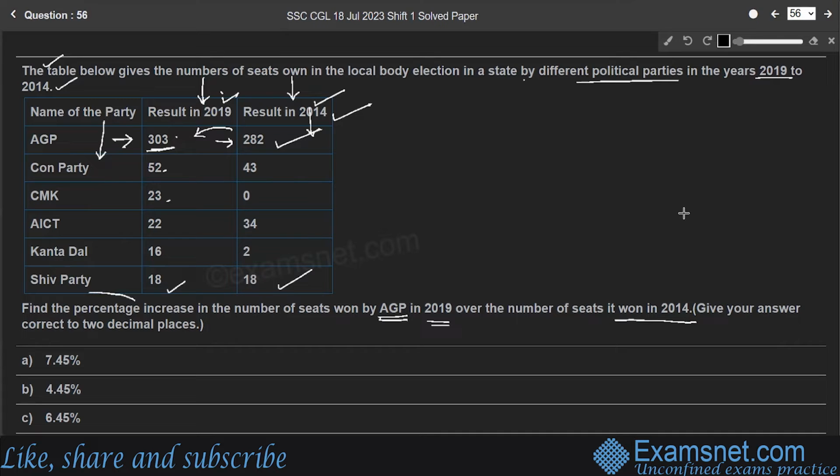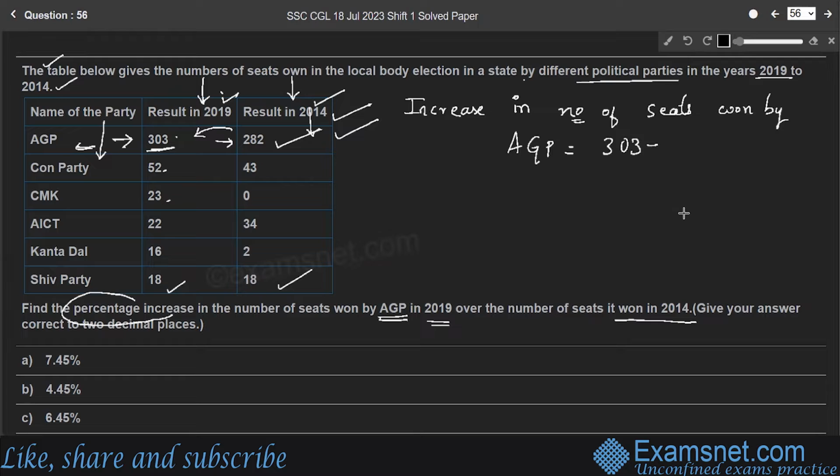Therefore, we need to find the percentage increase in the number of seats won by AGP party. Compared to 2014, what is the percentage increase in the number of seats won by it, right? For that, the increase in number of seats won by AGP is equal to 303 minus 282. So the increase in number of seats won by AGP is 21, right?